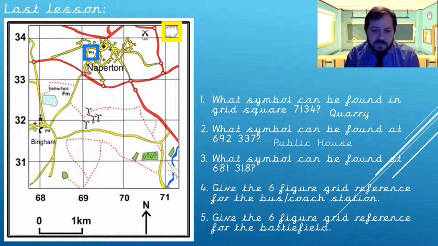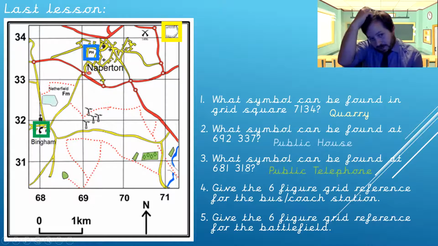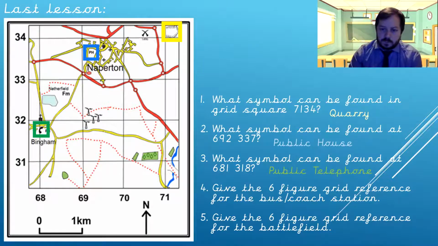What symbol can be found at 681318? So 681, which is here, 318, which is there. It's a public telephone or a telephone. And then we're asking for a six-figure grid reference for the bus or coach station, which is this here. So we're looking at 69.2 roughly and 33.2 roughly. And then the battlefield, and this is the battlefield right up here.